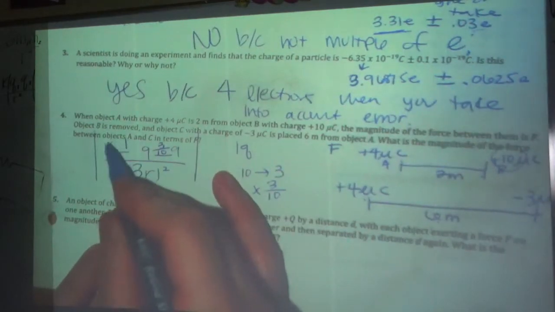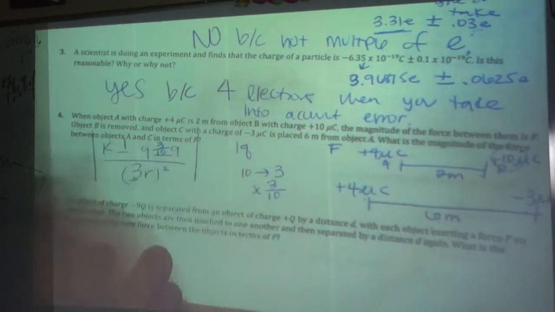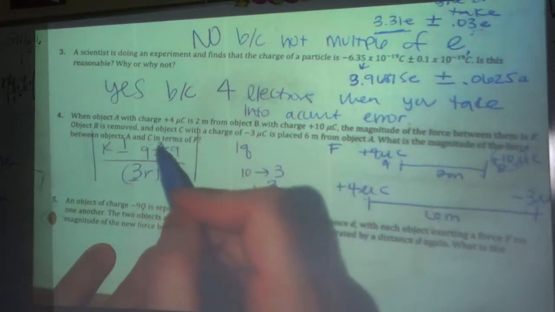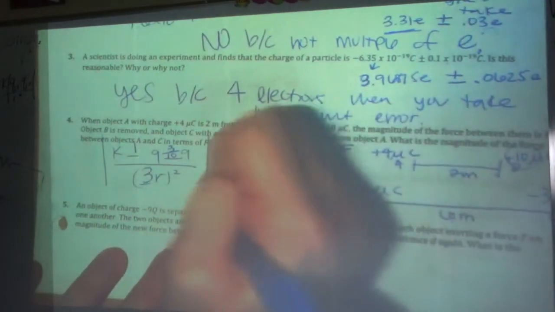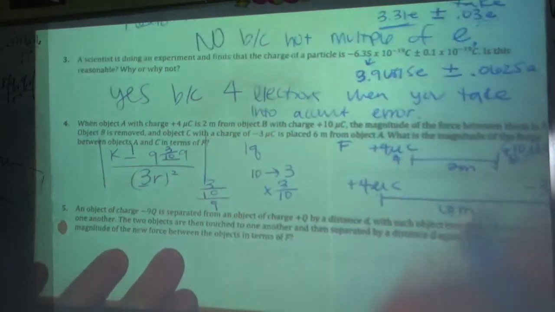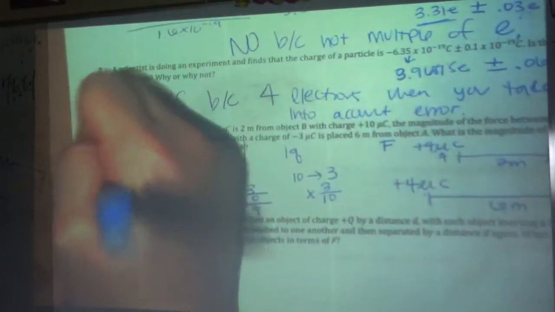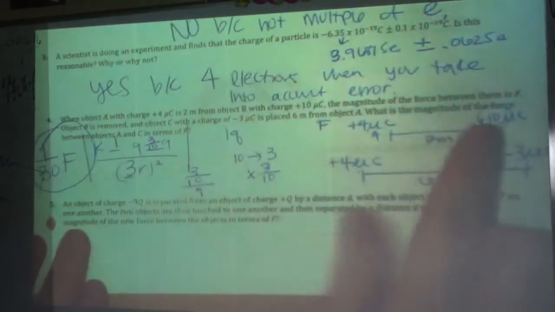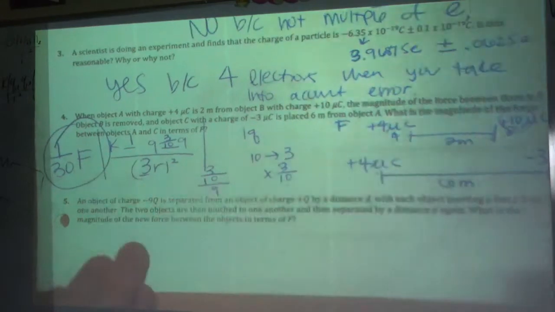1 doesn't matter, k stayed the same, the q's factor out, the r squared factors out, it's just the 3 over 10 over the 3 squared, which is 9. Put that in your calculator, that's 1/30th of the force. And we knew it was going to be smaller because I have less charge and farther apart, so I just did 2 things that make it smaller.